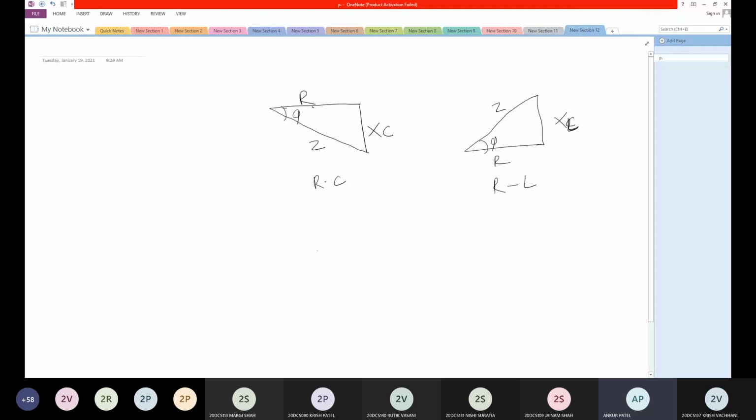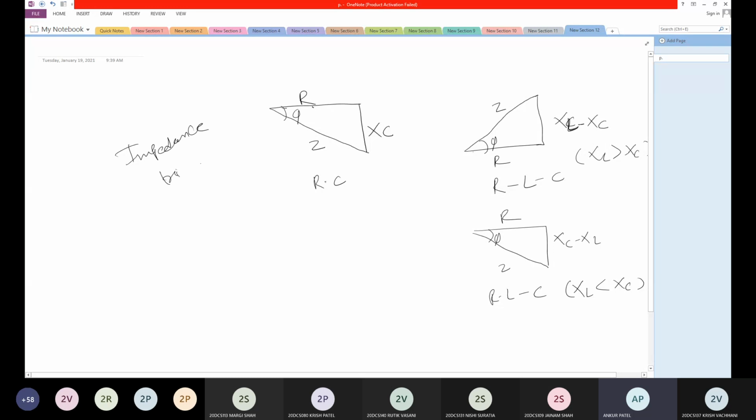And for the RLC series circuit, if I have XL greater than XC, then I have this kind of diagram. If I have XC greater than XL, then I have this kind of diagram. So this is the impedance triangle for RLC; this is for XL less than XC, or this is for XL greater than XC.